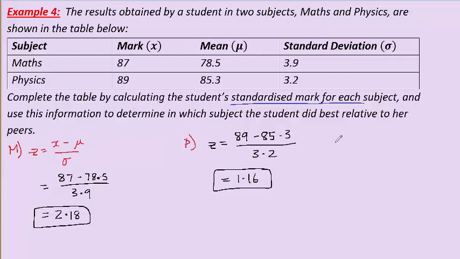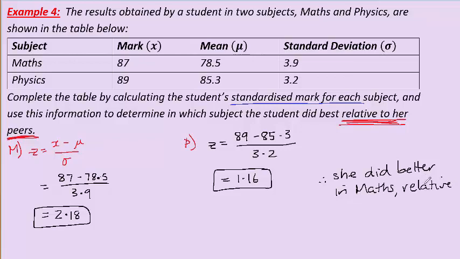So therefore, which subject did she do best? Remembering Z scores are always relative to your peers, so relative to the rest of the cohort. That's really important. So therefore, she did better in maths relative to her peers. Okay, and there the Z score is 2.18 to 1.16. And that's how we do a question like that. The higher the Z score, the better the person has done relative to their peers.